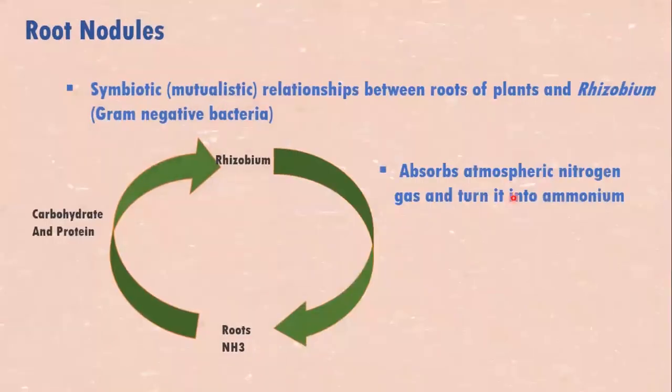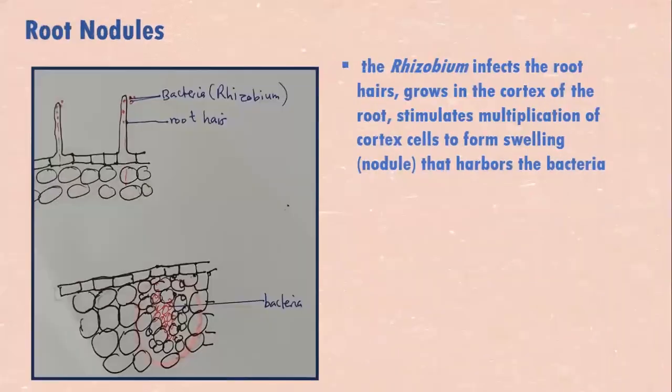Now let's look at the association. Mutualistic between roots of these plants and rhizobium. Rhizobium is a gram-negative bacteria. Now, this rhizobium absorbs atmospheric nitrogen, turns it into ammonium salts for the roots to take, and the roots will use it to make carbohydrates and proteins, and the rhizobium will enjoy some. So it benefits both of them. As we have said, this is how it happens.